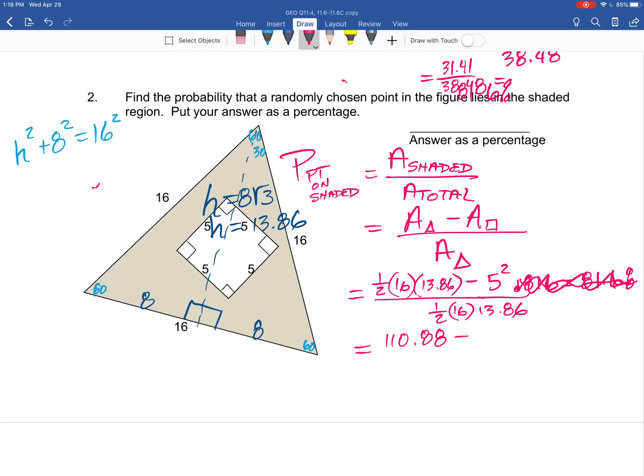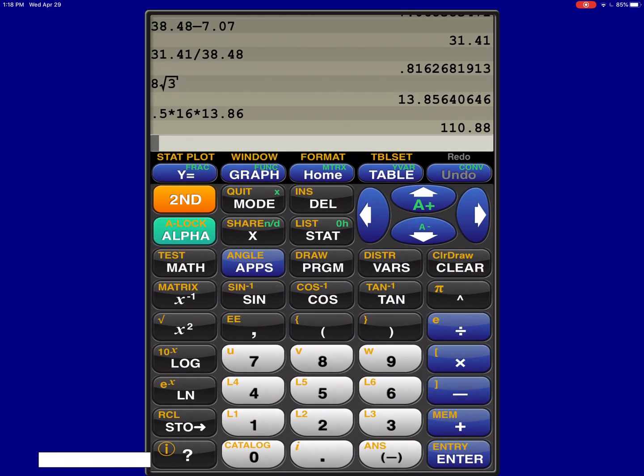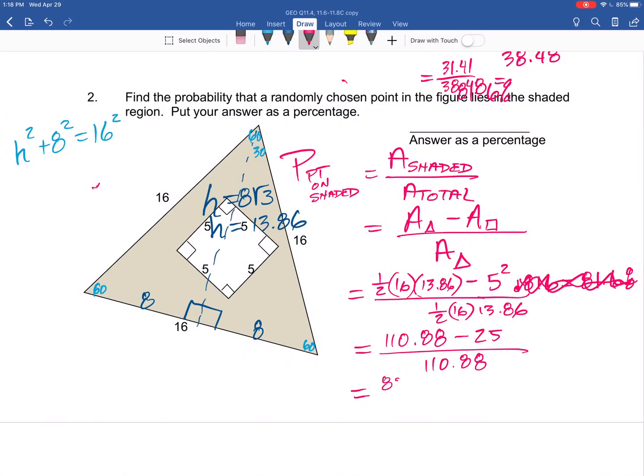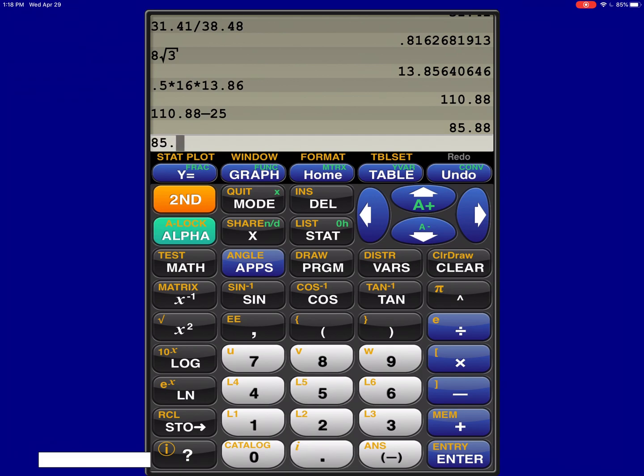110.88 minus 25, divided by 110.88. Okay, let's go ahead and do some subtraction there. 110.88 minus 25. Yeah, okay, 85.88. 85.88 divided by 110.88. Okay, let's get it as a decimal first. There it is. Good.